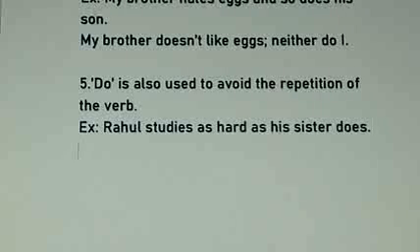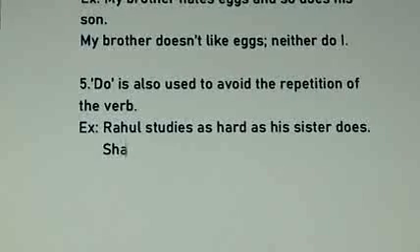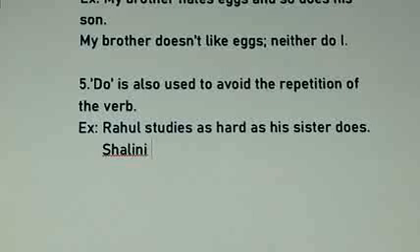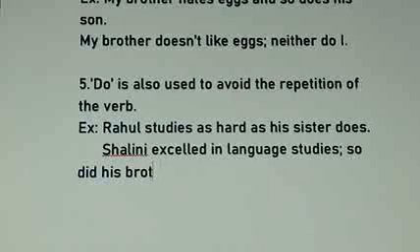Now let me give you another example which will help you to understand it more clearly. Like Salini excelled in language studies, so did his brother. Okay.